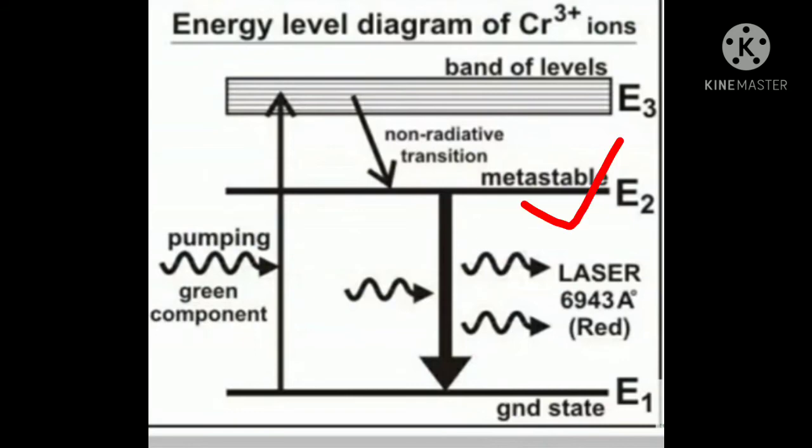If you have watched the previous lecture, you must know about the non-radiative transition. If you know about it, do comment in the comment section what non-radiative transitions actually are. If you don't know, then watch the previous lecture in which I've explained the term non-radiative transition. So here lots of chromium 3 positive ions move towards E2 from E3 by non-radiative transition. So E2 is a metastable state.